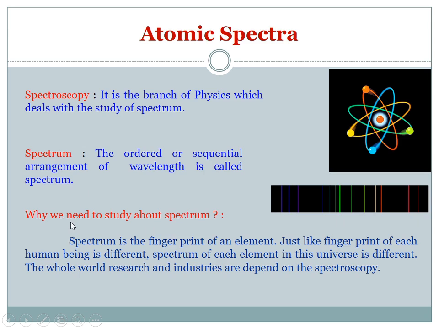Okay, so why do we need to study the spectrum? The spectrum is a fingerprint of an element. Just like the fingerprint of each human being is different, the spectrum of each element in this universe is also different. On the basis of these spectral lines, we can find the element to which they belong. If we know the wavelengths of these lines, we can determine which element the spectrum belongs to. Every element has its own spectral lines.